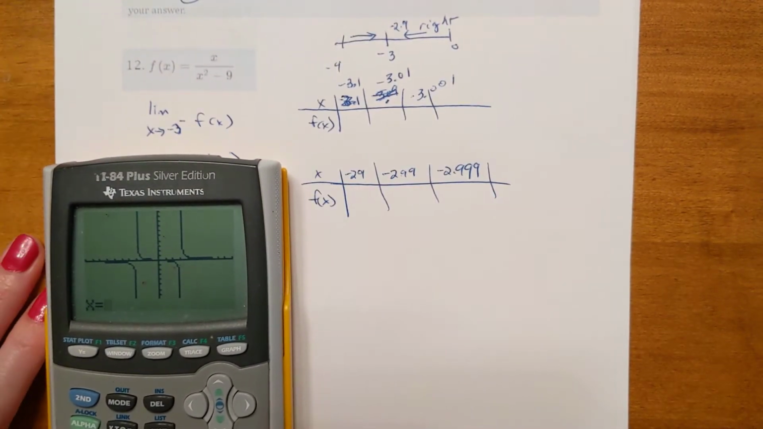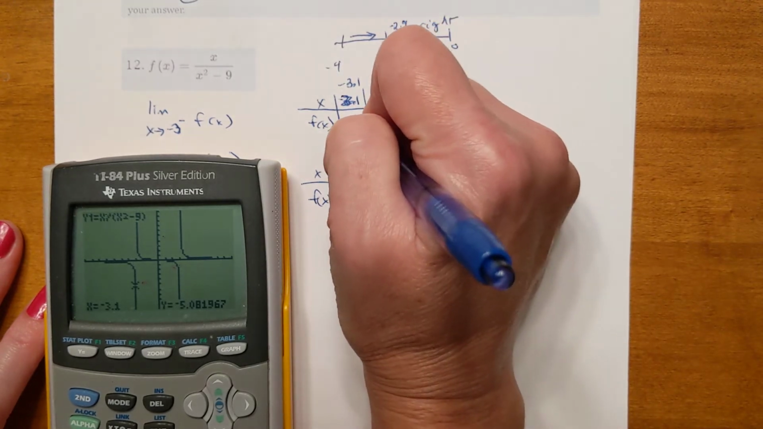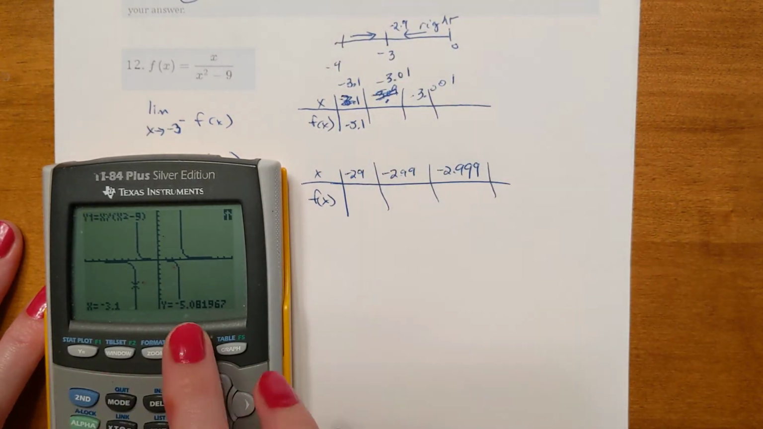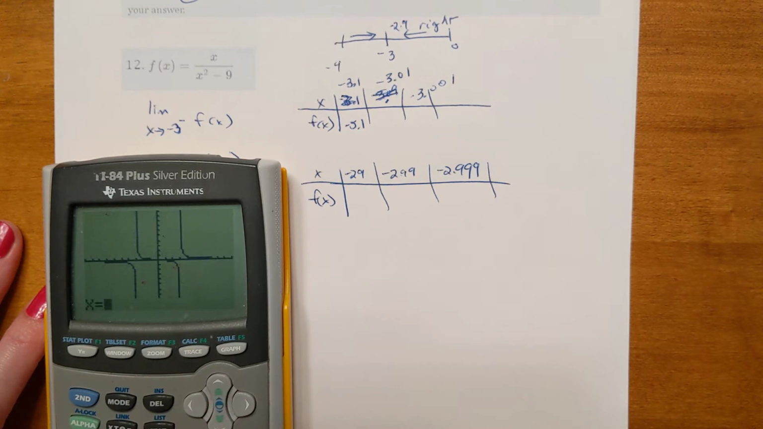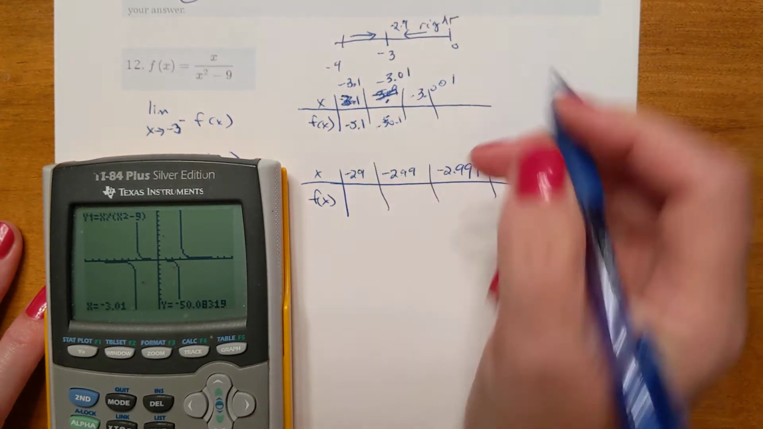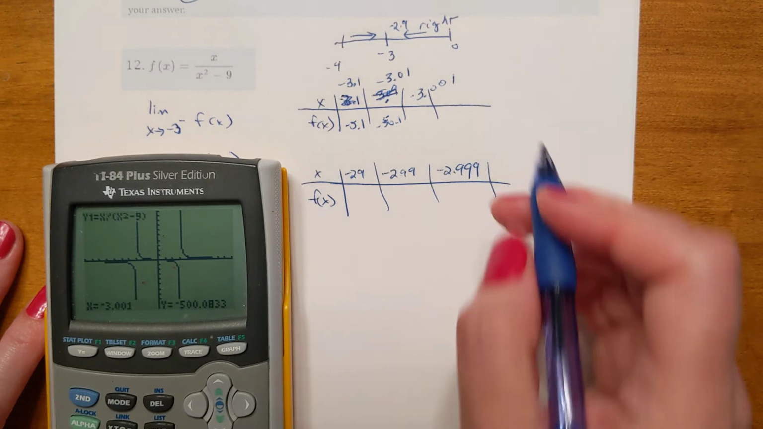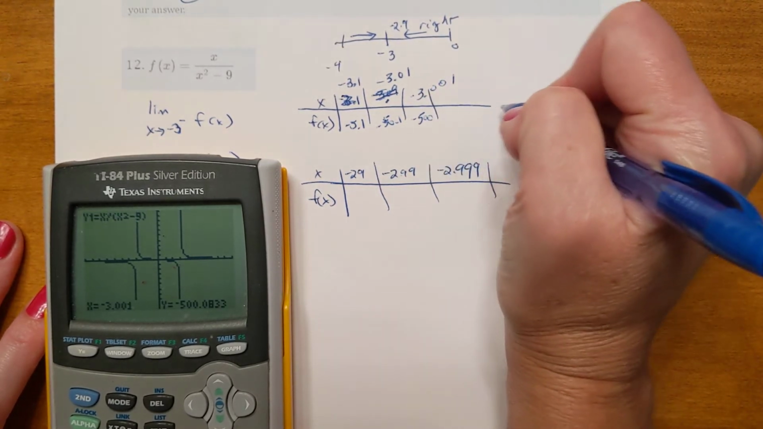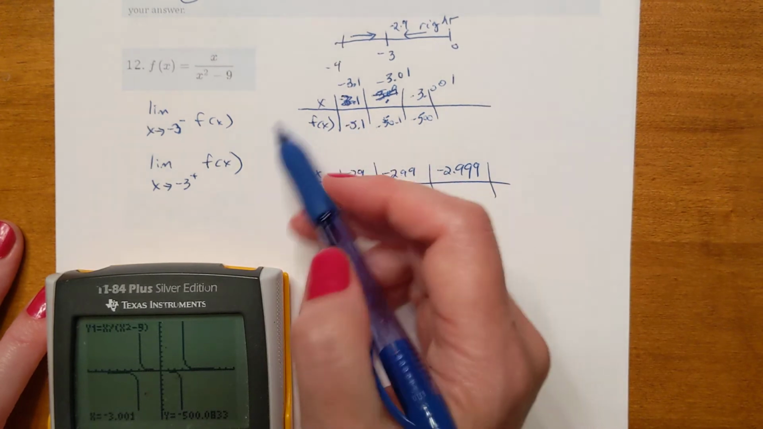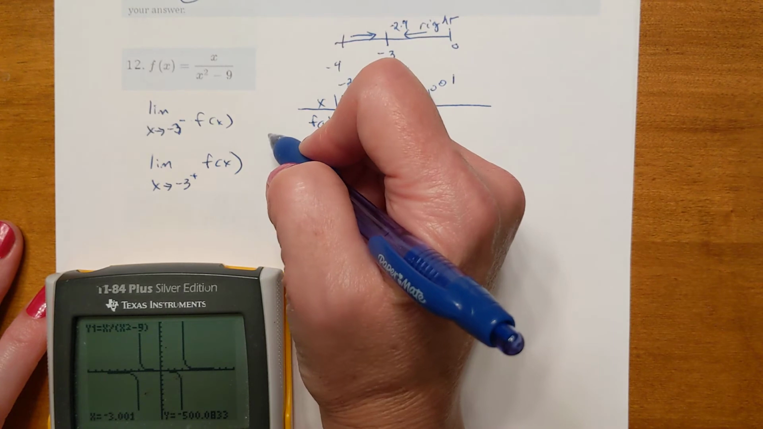And so the value, when it's -3.1, you get -5.1, and then second, calculate the value. When you put in -3.01, you get -50.1, and then second, calculate the value. When we put in -3.001, we get -500. So you can see it just keeps getting bigger and bigger. So as it approaches -3 from the left, it's going to -infinity.